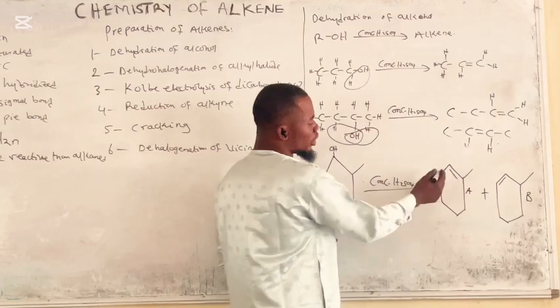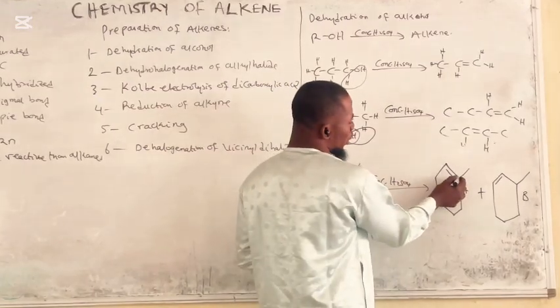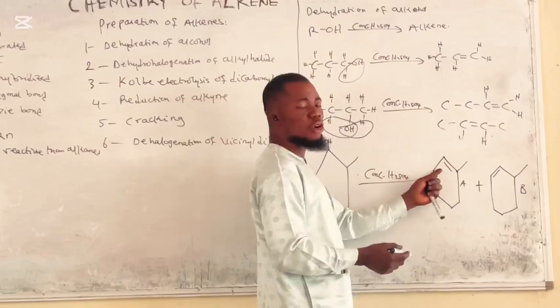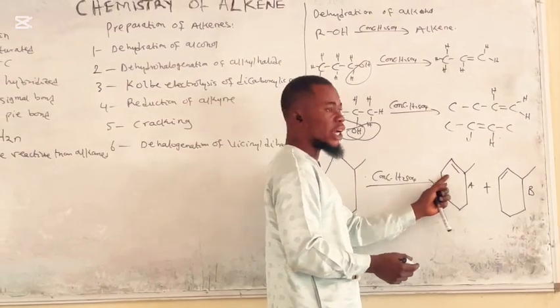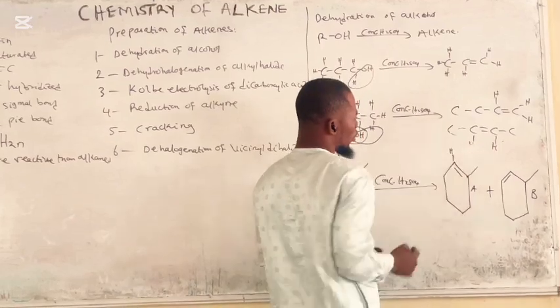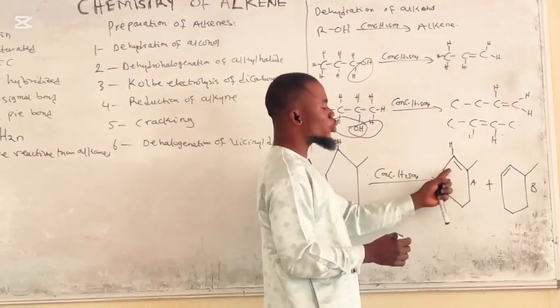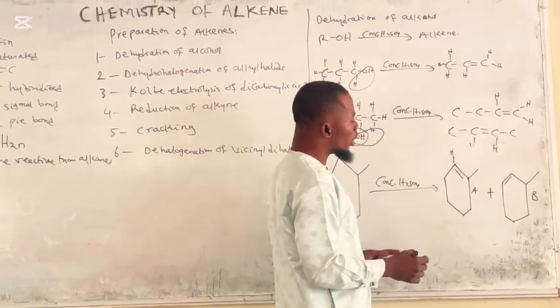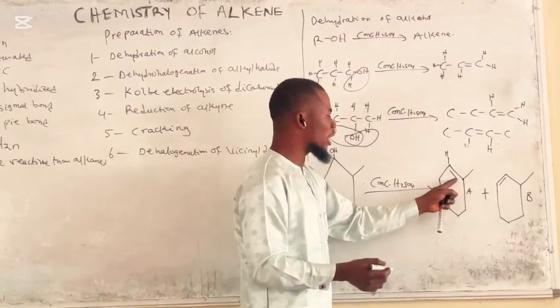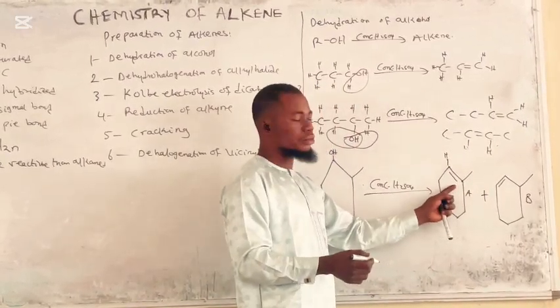For this first product here, this is the carbon here, this is another carbon here. Now let's make each carbon to have 4 bonds, since that is the maximum bond that each carbon can carry. The first carbon here needs 1 hydrogen more to have 4 bonds attached to it, while this second carbon here does not need any hydrogen again because it has been surrounded by 4 bonds already.